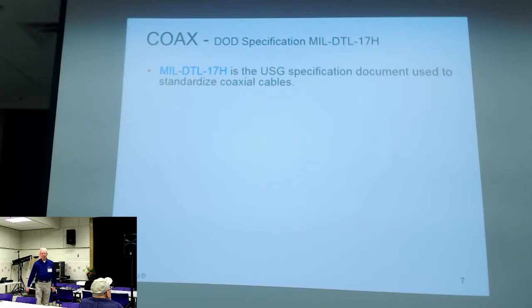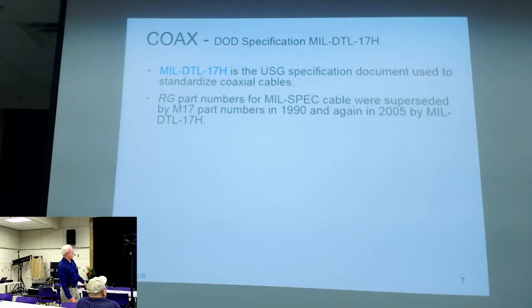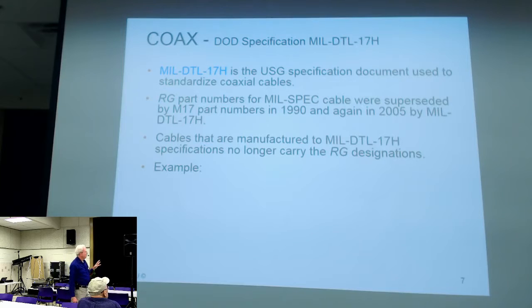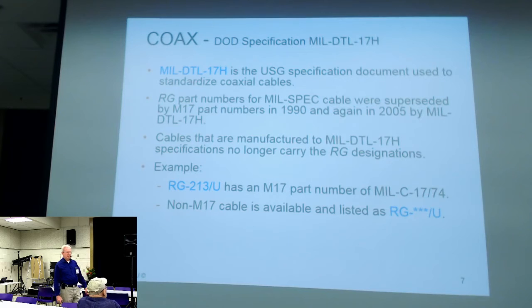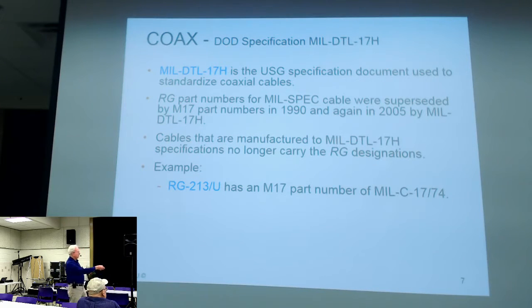Now, MilSpec 17C, I don't even know why I'm bringing this up, but it was replaced in 2005 by MIL-DTL-17H. And the only reason I'm bringing this up, none of us in this room are going to pay numerous dollars a foot for MilSpec cable. But let's just say you're at a hamfest and you see a roll of MIL-C-17/74. You don't know what it is, and the guy wants a good price for it. Look it up on your phone. It's RG213. Yeah, I'll take that.